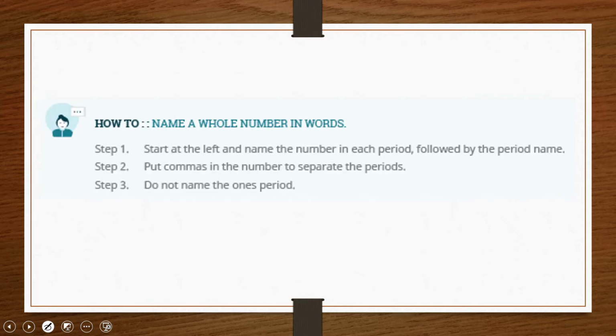So how do we name a whole number? Well, typically, if we want to name a whole number, we're going to start at the leftmost period. Name whatever the 3 digits are, followed by the period name, and then place a comma, repeat the process. So put commas, name the next number, follow it up with a period, and the only difference is when you get to the end, we never name the ones period.